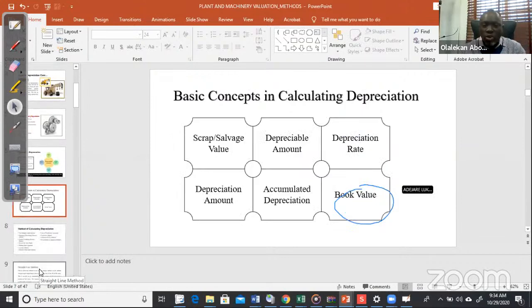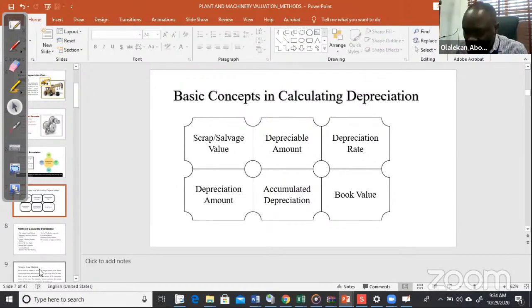But before we go into the methods, I equally see the need to discuss some basic concepts, basic terminology that we might need to be familiar with in relation to calculating depreciation. One of them is what we call scrap or salvage value. Both are typical examples of what we call terminal value or residual value in depreciation, in the value of an asset. A terminal value will either be a scrap value or a salvage value.